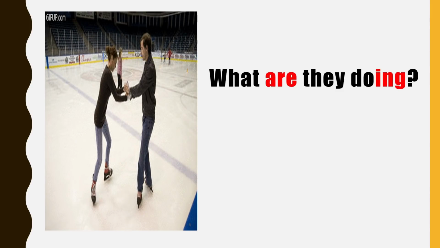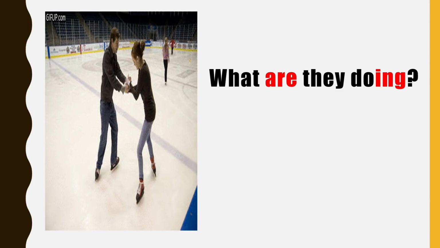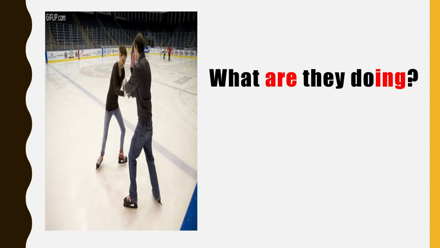Next. What are they doing? Why is that suddenly the question uses they and not he or she? Because in the picture, there is more than one person. Therefore, we have to use they. Since the question asks, what are they doing? So, we look at the picture. Obviously, the two people are ice skating.